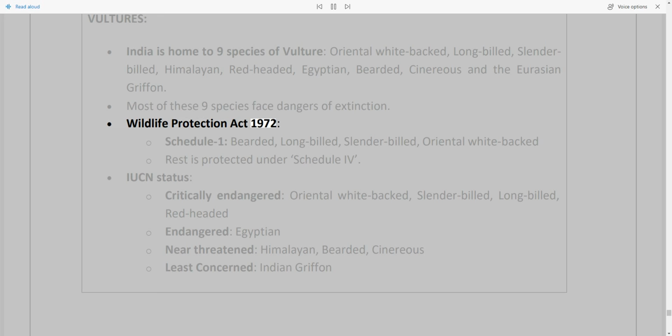Wildlife Protection Act 1972: Schedule 1 includes bearded, long-billed, slender-billed, oriental white-backed; the rest is protected under Schedule 4. IUCN status: critically endangered, oriental white-backed, slender-billed, long-billed, red-headed; endangered, Egyptian; near threatened, Himalayan, bearded, cinereous; least concerned, Indian griffon.